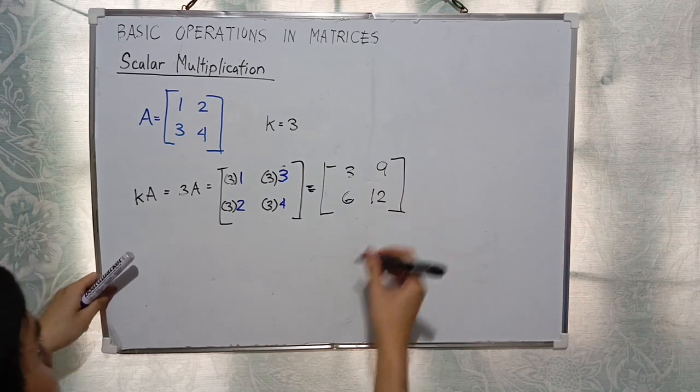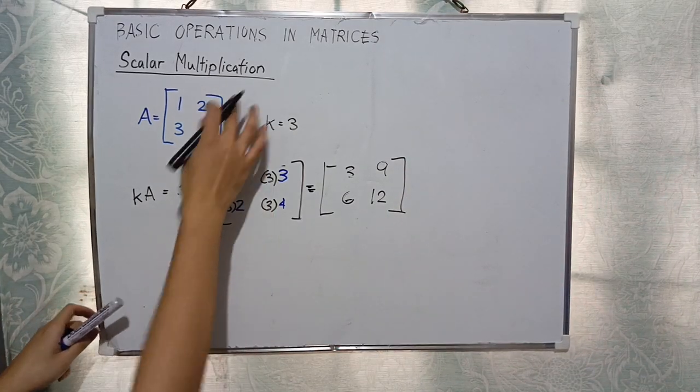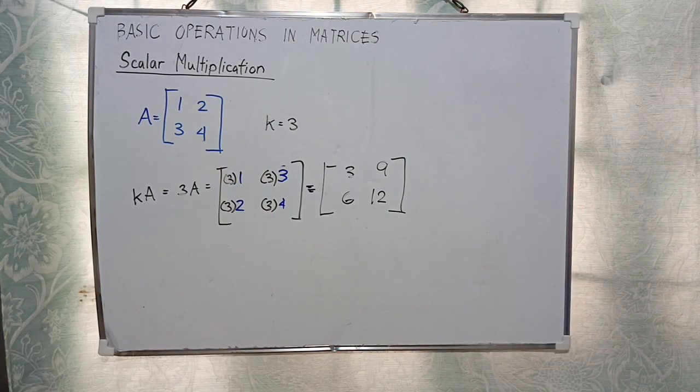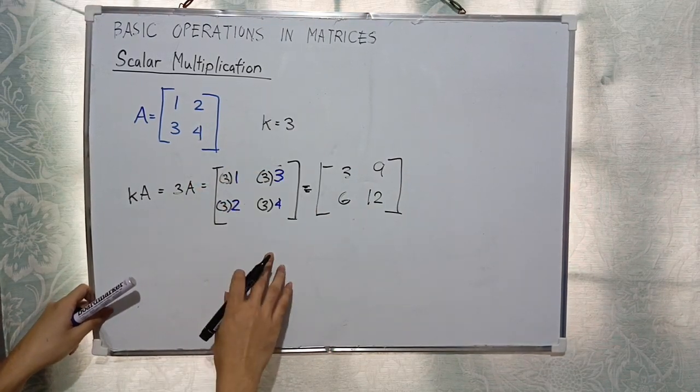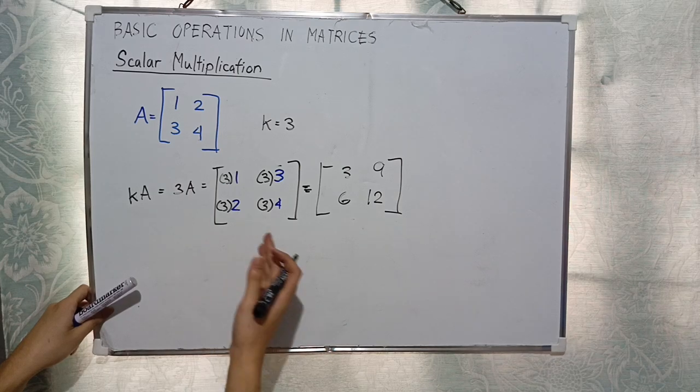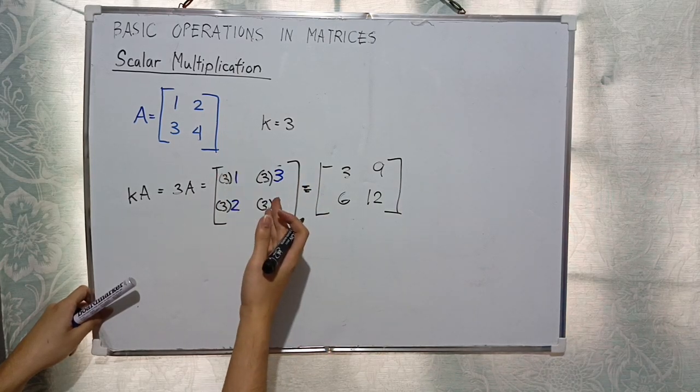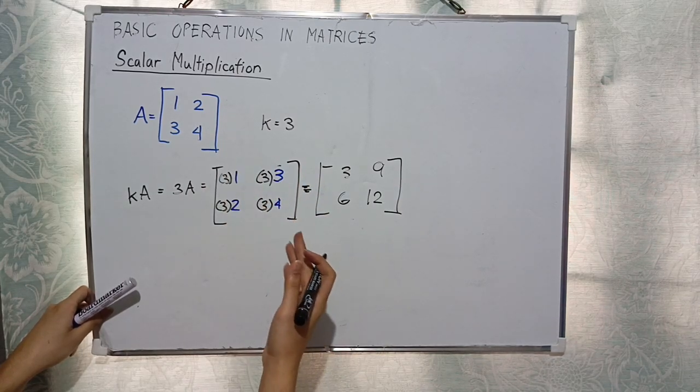So this is how you perform scalar multiplication. Take note that our scalar value could be a negative value, it could be a fraction, it could be a constant and such.